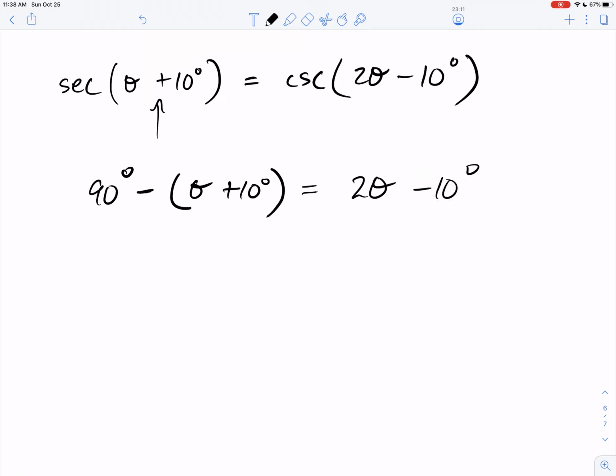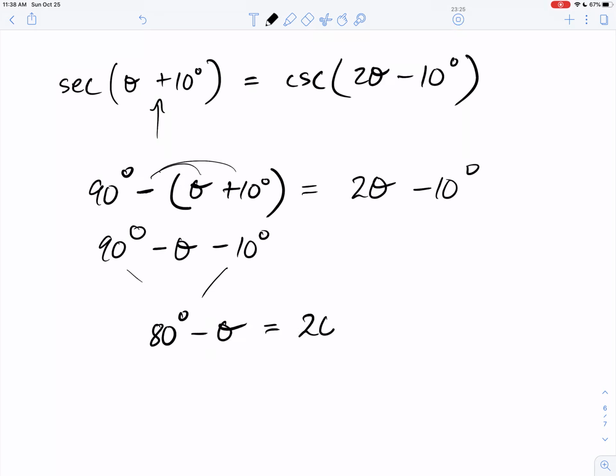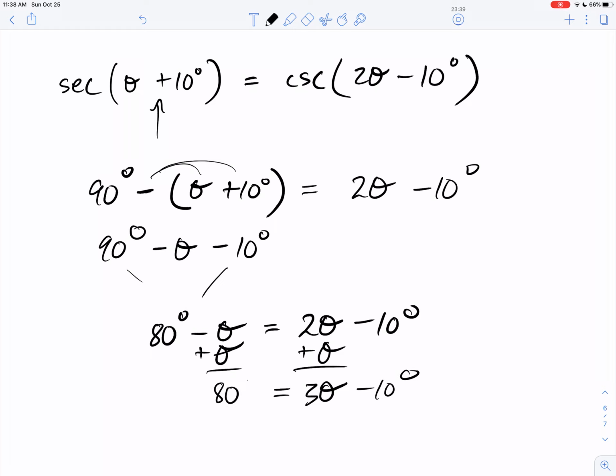Let's clean it up. Let's make it prettier. That's a negative theta, that's a negative 10, there's my 90. Let's bring these guys together. We'll call it 80 degrees minus theta equals 2 theta minus 10 degrees. Let's add it up. Plus theta. So I got 3 theta minus 10 degrees equals 80 degrees.